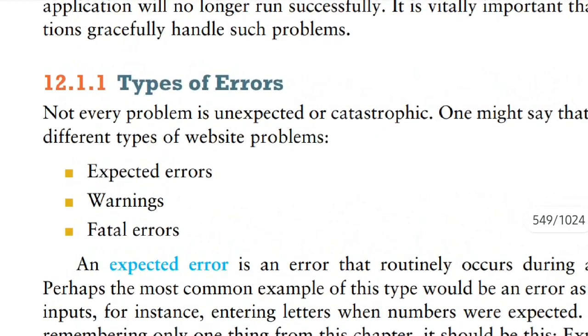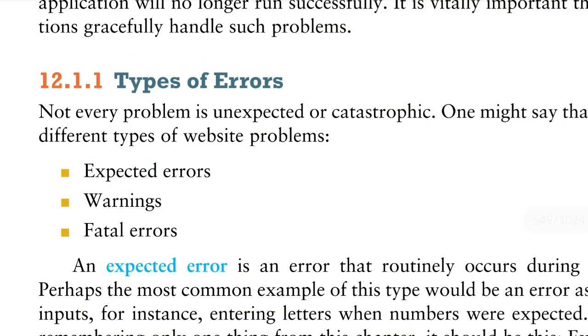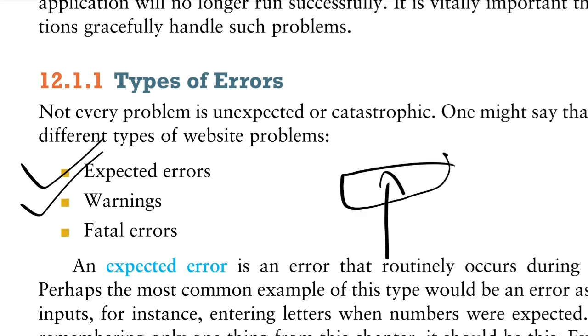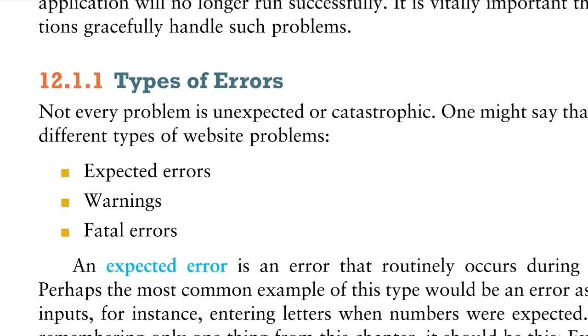So what are the different types of errors? Expected errors, the normal errors which you face. Warnings: if you have a data type defined but you have not assigned any value, an error might happen during runtime, that is the warning. Fatal error means you have used code that terminates the program because further running is not possible. These are the three types of errors.